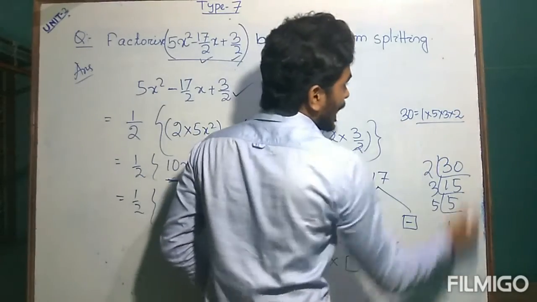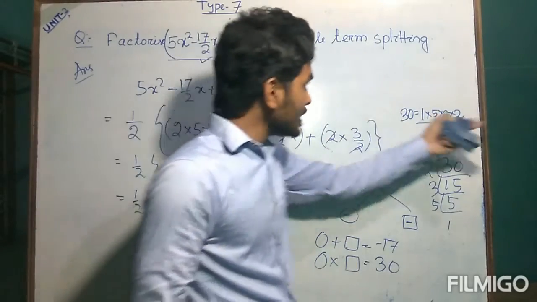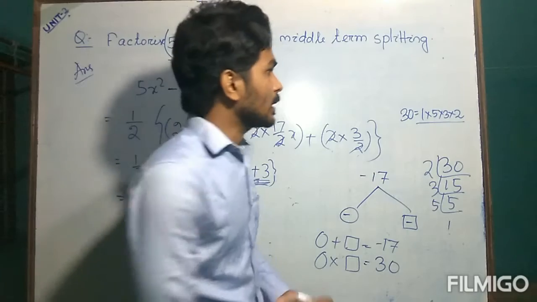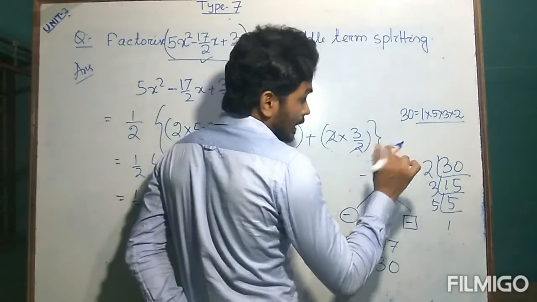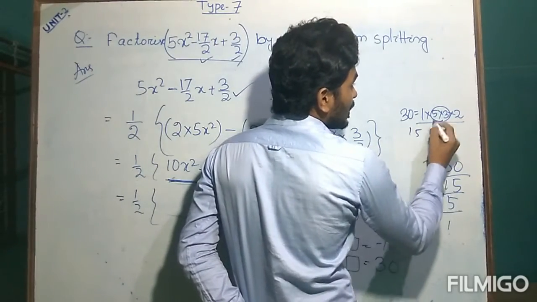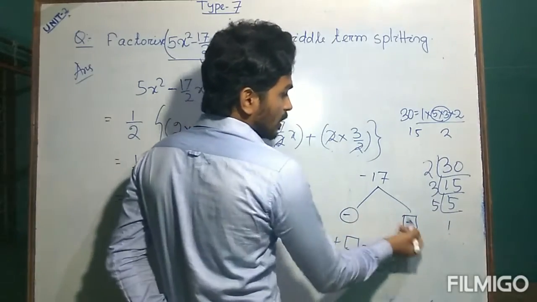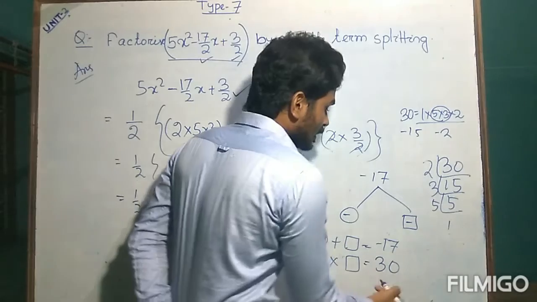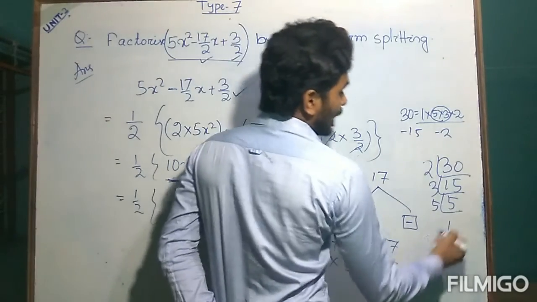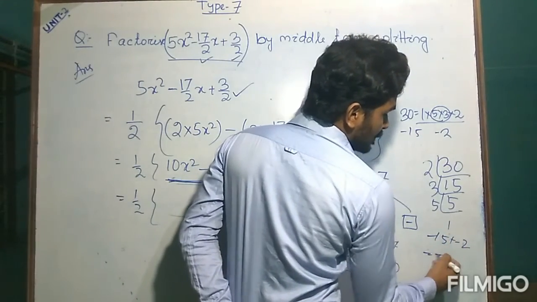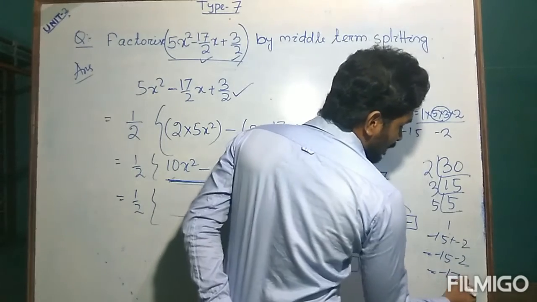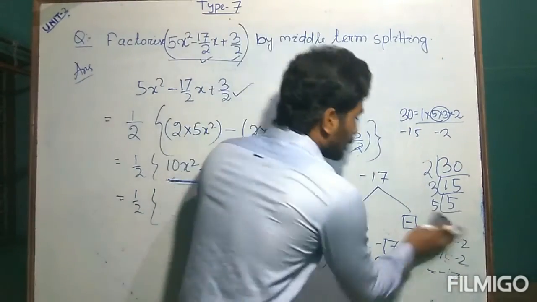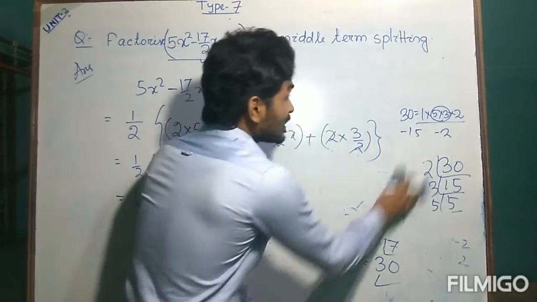We have to take a pair of numbers from these four numbers so that they add to give minus 17 and multiply to give 30. Now you can take 5 3s are 15, and 1 2 is 2. Since both numbers must be negative, minus into minus gives plus, and 15 into 2 is 30, satisfied. And when you add these two terms, it gives minus 17, so this is also satisfied. Hence the two numbers will be minus 15 and minus 2. So I am writing this here.